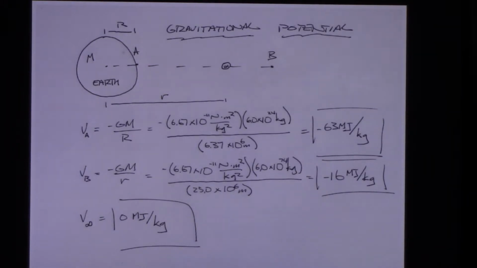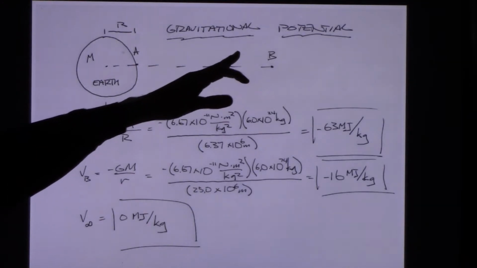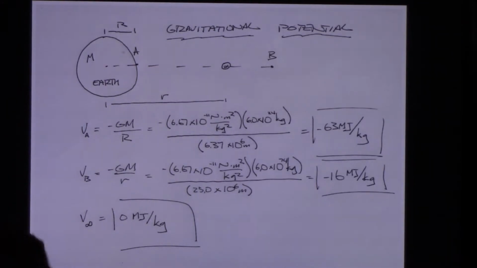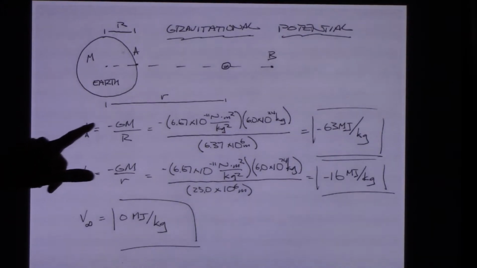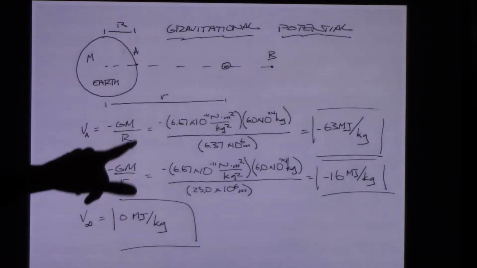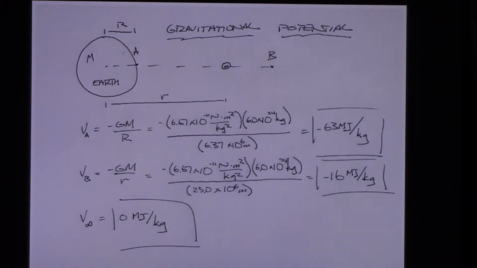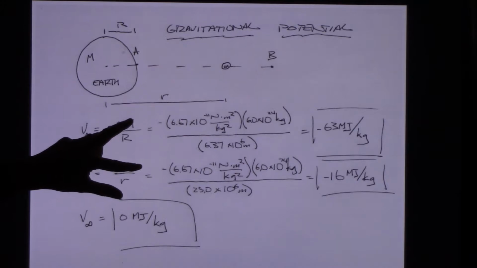Now, how does that change for gravitational potential? For gravitational potential, all we've got to do is drop little m from all of our formulas. Everything we did for gravitational potential energy can be switched over into gravitational potential, V, simply by dropping that mass.